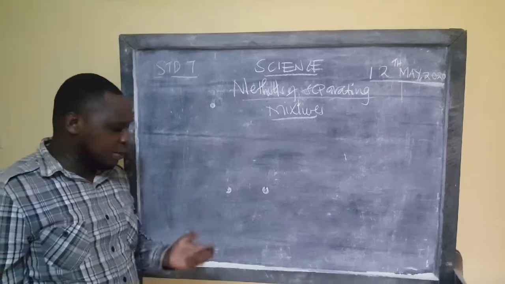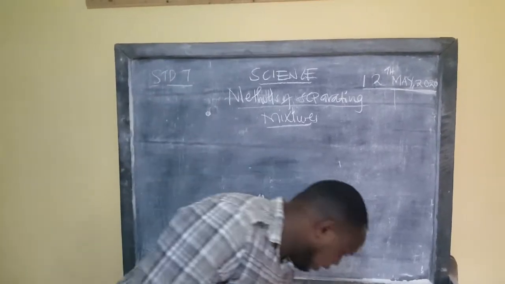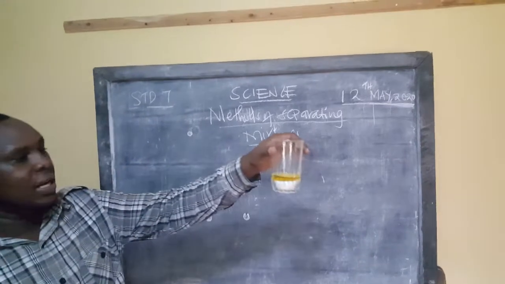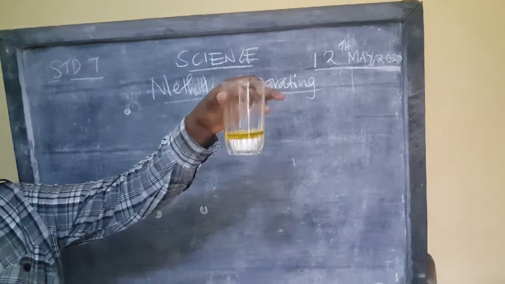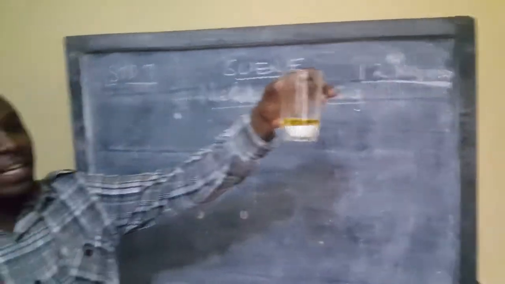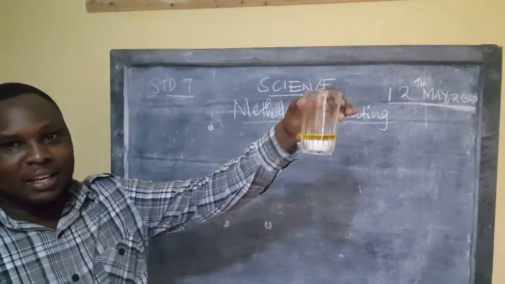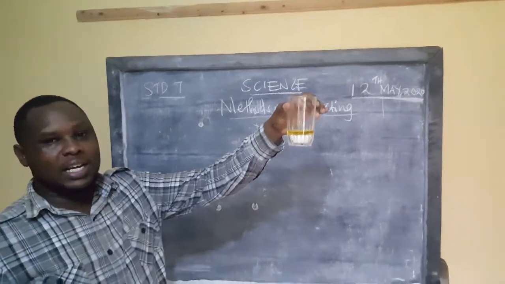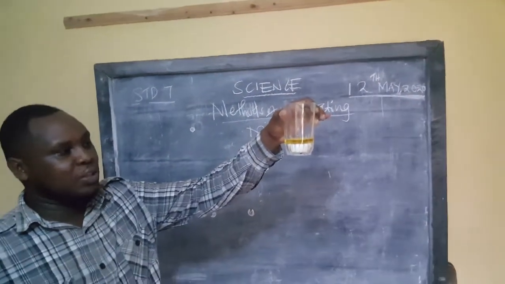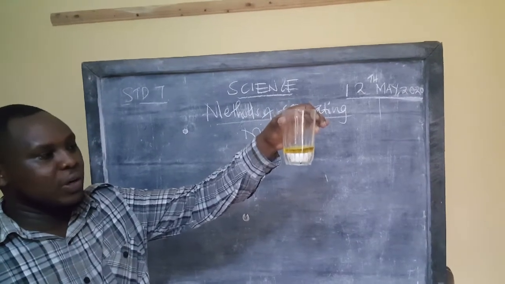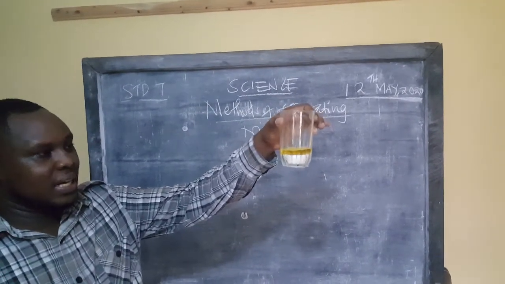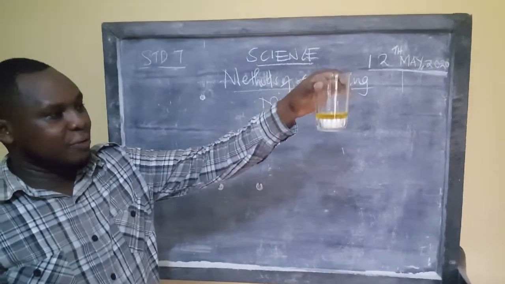Before we do that, yesterday we were mixing some liquids, and I still have what we mixed, so we can view it. If you can remember, this was fresh milk and cooking oil. You can see it still has two layers, meaning it is a heterogeneous type of solution, meaning the two liquids cannot mix, so we call them immiscible liquids.